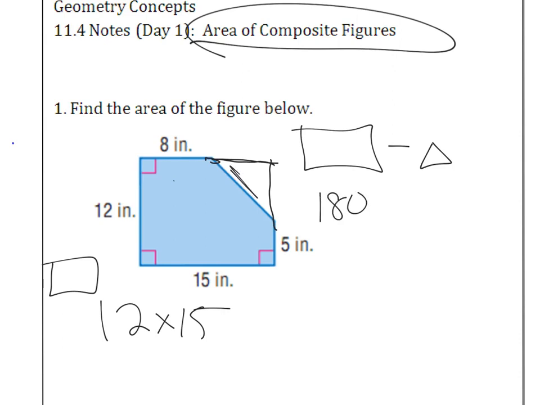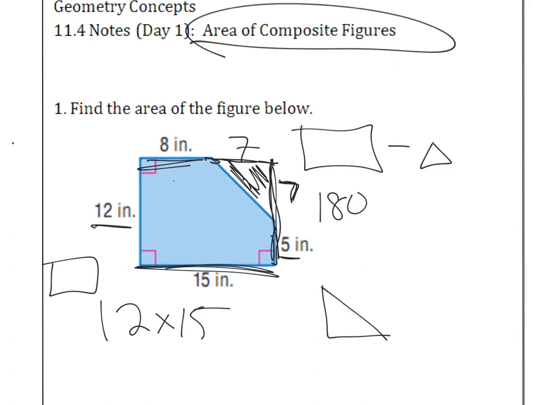So then I've got to figure out this little triangle here. This side is 12, this is 5, that makes that 7 right there. The whole thing has got to be 12, this part is 5, so that part is 7. This whole thing is 15, this is 8, that makes this 7. So I've got a triangle where this is 7 and this is 7.